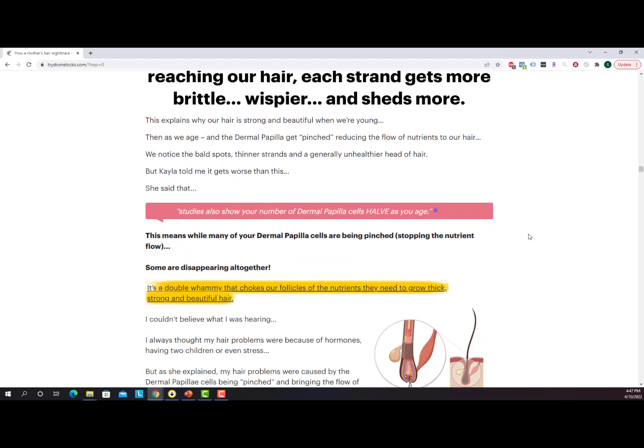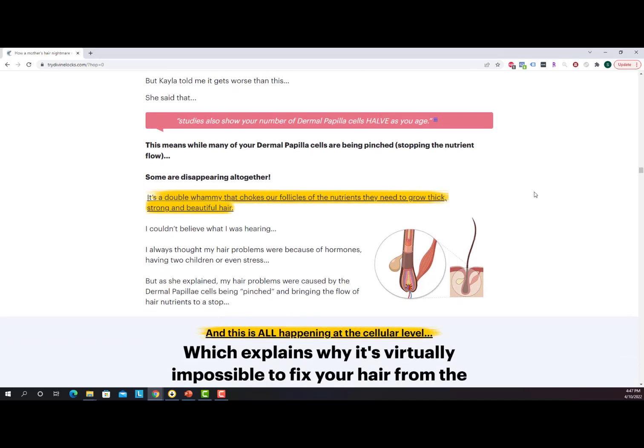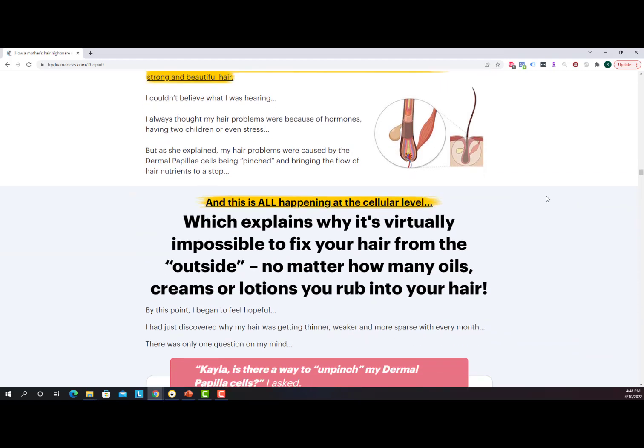From there, you've got studies also showing a number of dermal papilla cells decline as you age. So while they're being pinched, they're stopping the nutrient flow and they're disappearing altogether. So it's impossible to fix your hair from the outside, no matter how many oils, creams, or lotions you rub into your hair. You're turning the reader's world upside down. The audience believes that you want to put oils, creams, and lotion in your hair. It's not about external, it's about internal. This is the power of the unique mechanism.